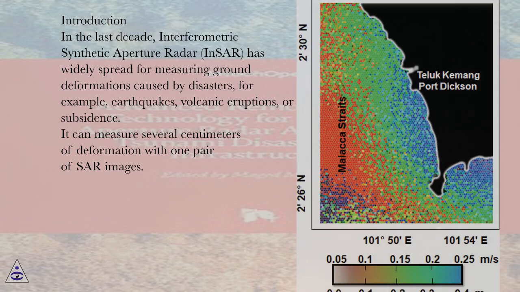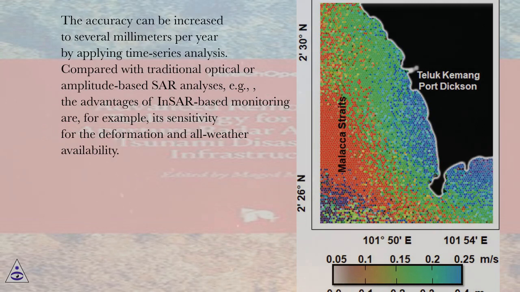Introduction. In the last decade, interferometric synthetic aperture radar, InSAR, has widely spread for measuring ground deformations caused by disasters, for example, earthquakes, volcanic eruptions, or subsidence. It can measure several centimeters of deformation with one pair of SAR images. The accuracy can be increased to several millimeters per year by applying time series analysis.